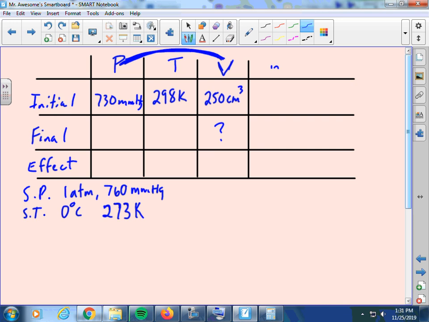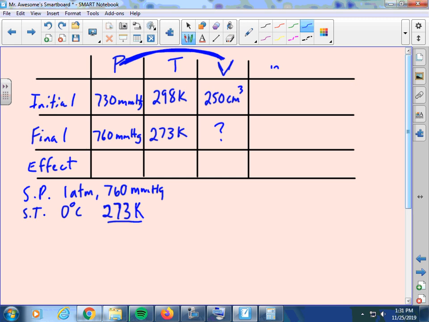And then we're going to change it to standard conditions of temperature and pressure. So standard temperature is 273 K, just like I wrote down here. And standard pressure is 1 atmosphere. But in this problem, I want to use 760 millimeters of mercury instead because that's what they used. Okay?